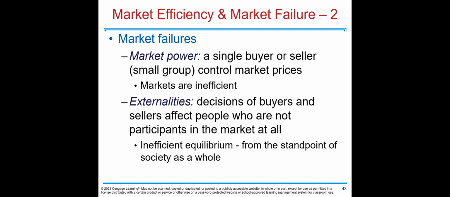One of the examples is market power. A single buyer or seller controls market prices. In that case, markets are inefficient. Second is externalities. Decisions of buyers and sellers affect people who are not participants in the market at all, and that represents an inefficient equilibrium from the standpoint of society as a whole.